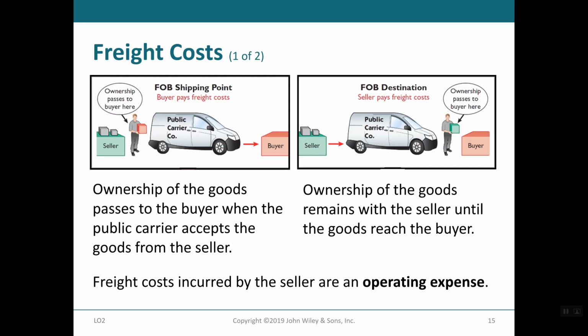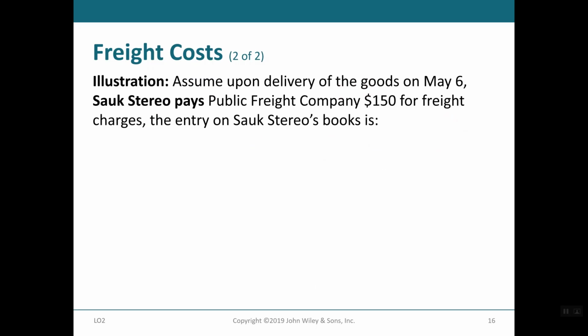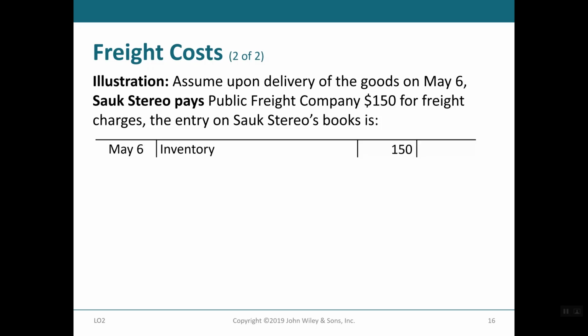Freight costs incurred by the seller are an operating cost. So if it's an FOB destination, for the person who sells the goods, that becomes an operating expense. Okay? Example of freight cost. Assume upon delivery of goods on May 6, Sook Stereo pays a public freight company 150 for freight charges. The entry on Sook's books is going to be what? You want to guess? Inventory 150.